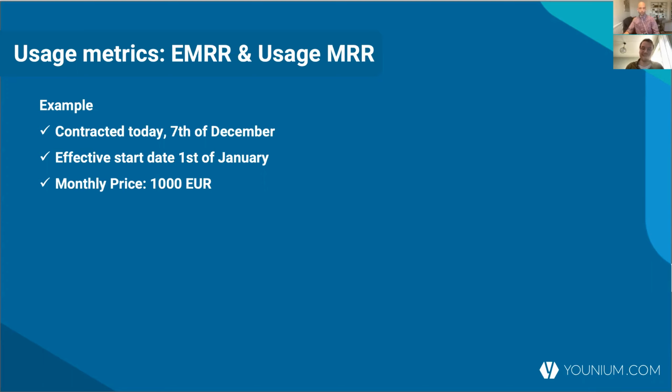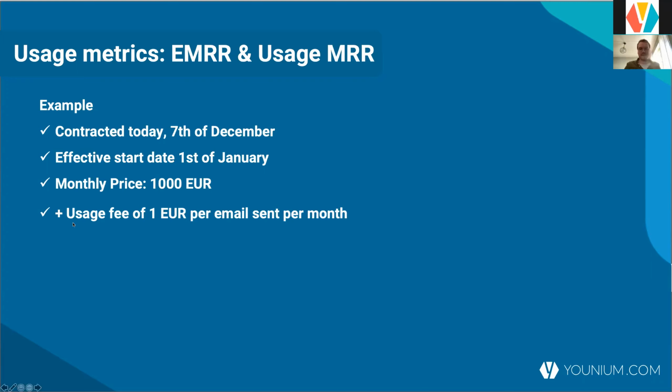I promise this is the last time with this example, but again, 7th of December contracted, starts 1st of January, monthly price of 1,000. We'll add some more information this time as well. Let's say that in our service, there's also a usage fee or consumption fee or whatever you want to call it, a variable fee. Because with our service, you can also send email, let's say. And we have a fee of €1 per email sent per month. Maybe a simple example, and most of you think €1 sounds expensive, but just for simplicity. So how do we go about measuring this one as well?